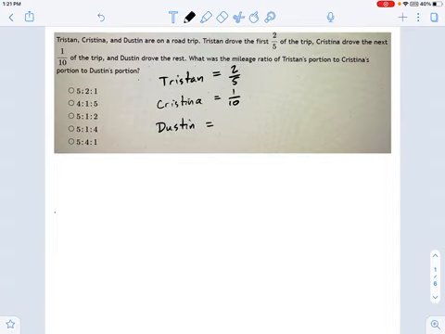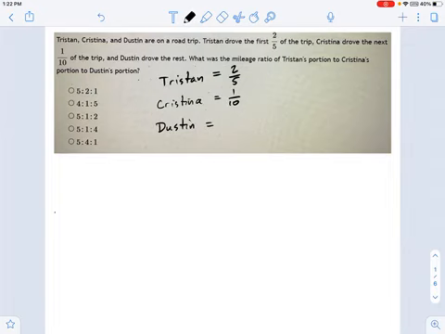dividing up the drive. Looks like Tristan took a pretty big portion. He did 2/5. Christina did 1/10, and Dustin did the rest. So before I can say what the ratio is of Tristan to Christina to Dustin, before I can even do that, I need to know how far Dustin drove. Note that we don't know how far the trip is. It's going to turn out to not matter.